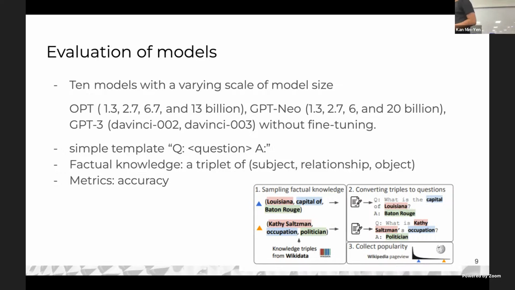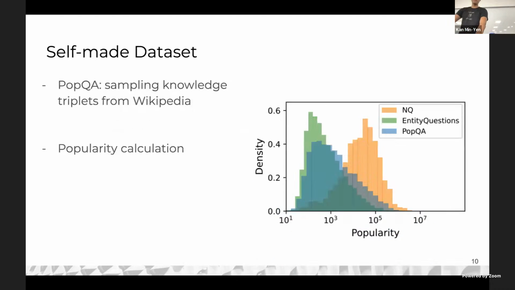So, like, what is the capital of Louisiana? And then the answer will be Baton Rouge. So they want to find out how accurate these models will be. Very simple. They evaluate these models on the data sets, NQ, entity questions, and they made their own data set, PopQA, by sampling knowledge triplets from Wikipedia. They have also this thing called popularity calculation, where how popular a question is defined on how many Wikipedia monthly page views there are on the particular topic.